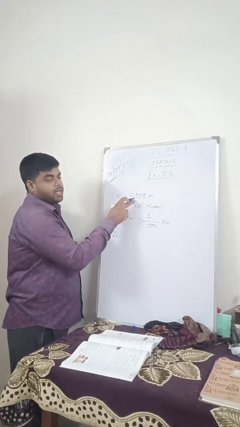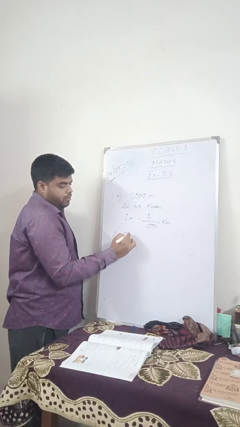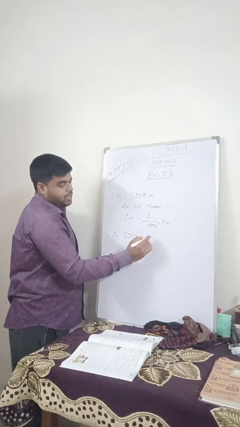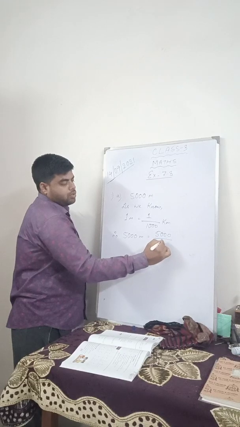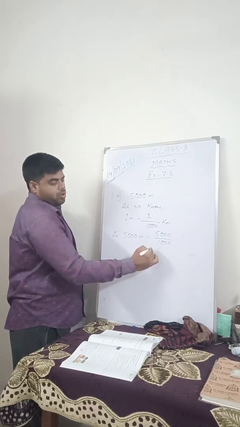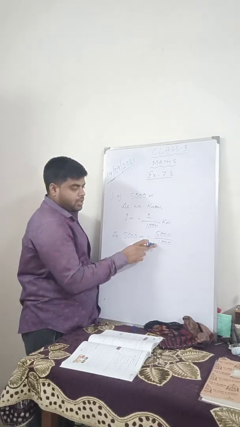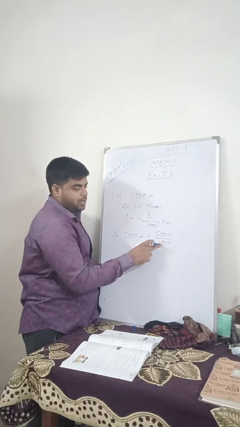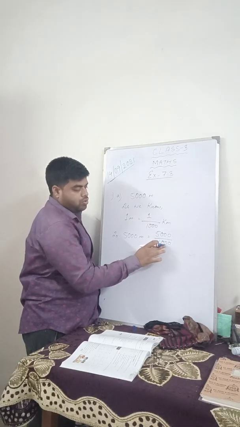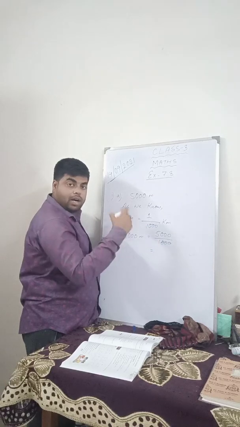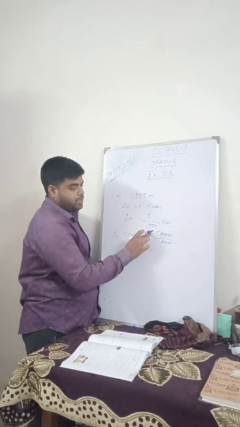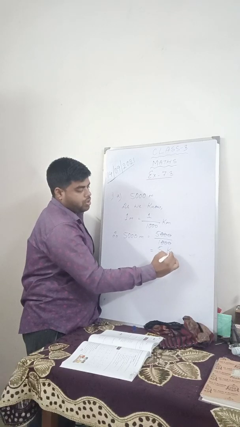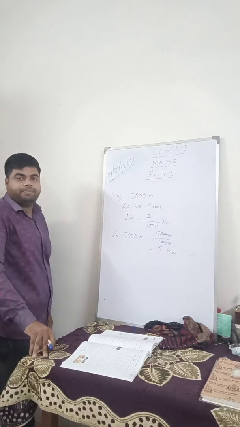As we know, 1 meter is equal to 1 by 1000 kilometer. Therefore, how much they have given you? 5000. 5000 meter is equal to 5000 by 1000. So you see how many zeros you have in kilometer? 3. Last 3 digit is 0. 1, 2, 3. So you strike off, and above also you see last 3 is also 0. So you will strike off. So how much is left? 5. So that is equal to 5 kilometer.